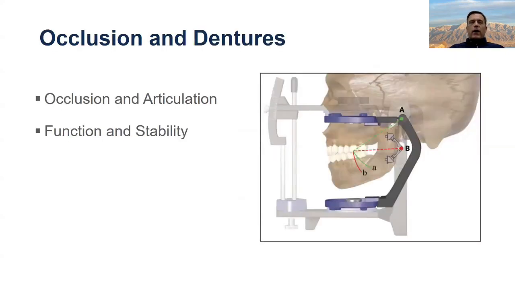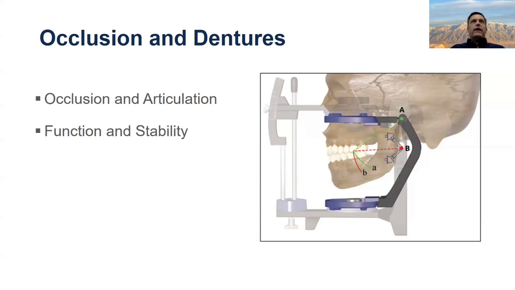So let's talk about occlusion and dentures. I want to start here. Occlusal scheme is, of course, always important, but it becomes critical for a denture because of the effect on stability. Your laboratory is going to set or design your denture to the best of their ability, and hopefully that's really good.